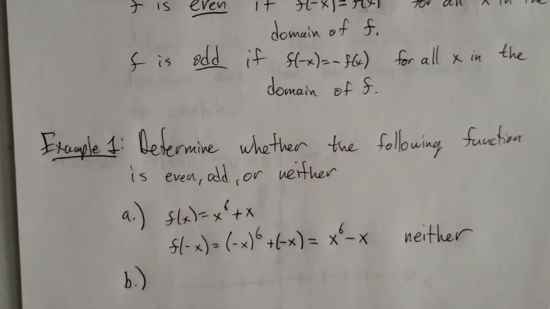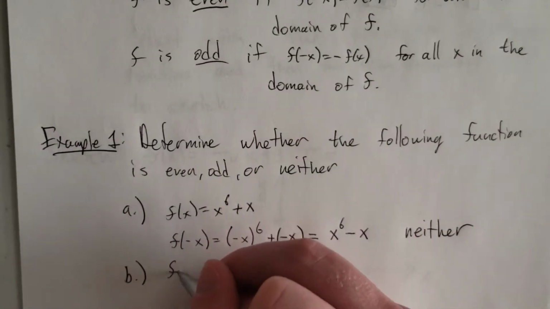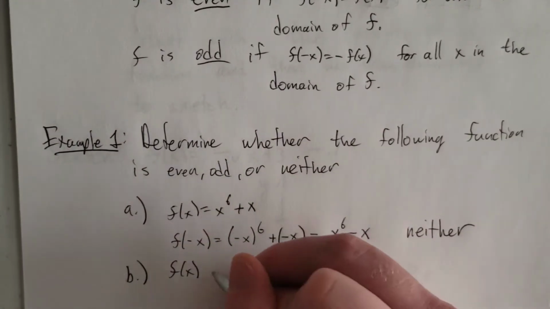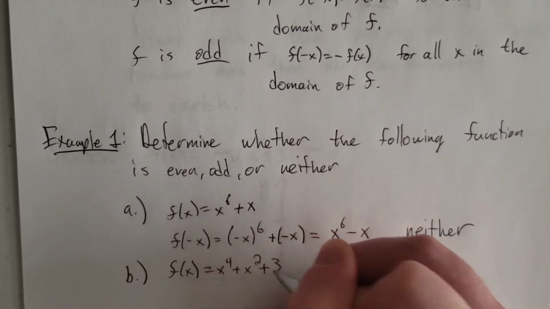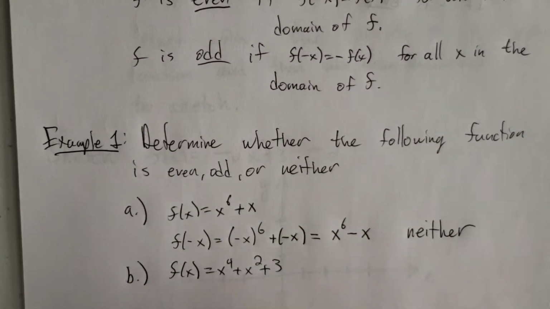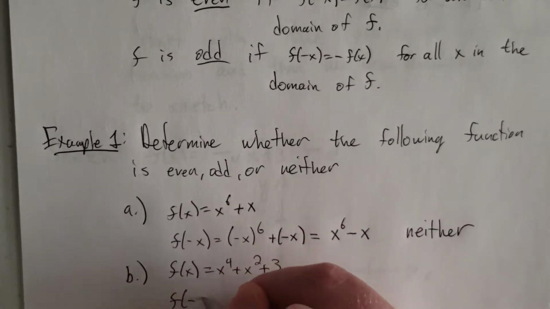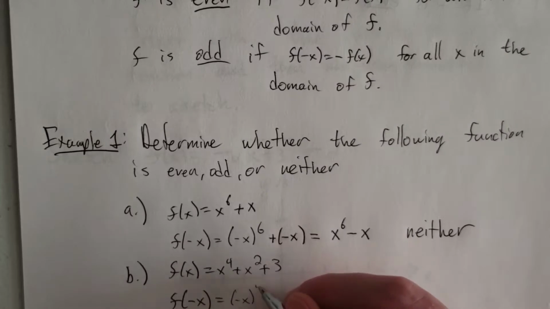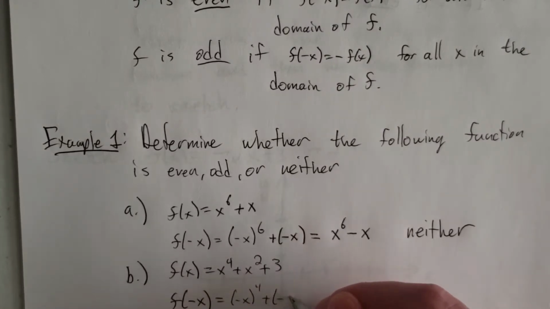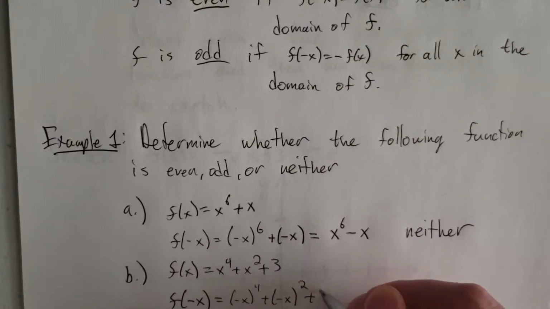We can continue on with a second example here. And this is going to be x to the 4th plus x squared plus 3. Again, what do we do? We plug in negative x. So this would be negative x to the 4th plus negative x squared plus 3.